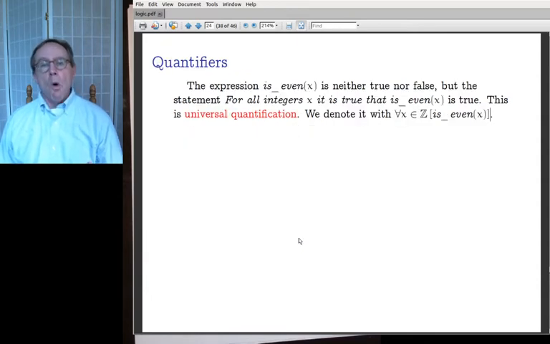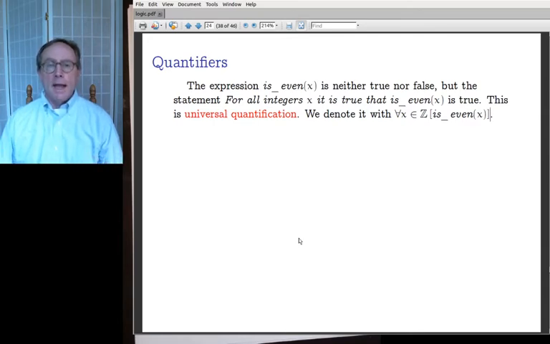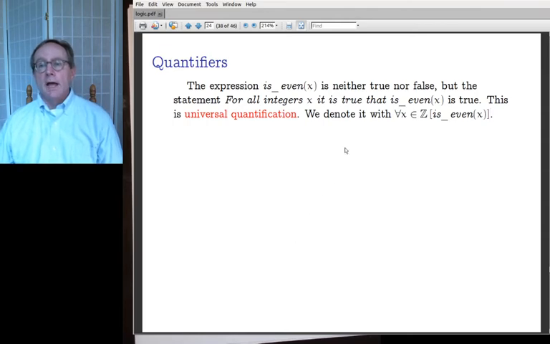This "for all" that we had at the beginning tells you how many of the x's you're talking about. We're talking about all of the x's. So that's called the quantifier. It tells you how many. So the statement "is even x" is neither true nor false, but the statement "for all x, is even x" does have a value. Well, it says it's true, but it should say false. I'm sorry about that. That word should be false. It's a typo.